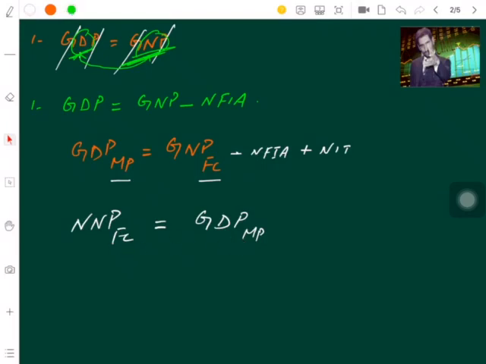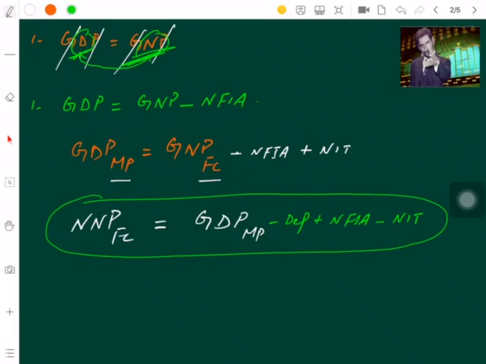Now how we can do it is like gross minus depreciation is equal to net. First thing is done. Domestic plus NFIA is national. Second thing is done. Market price minus NIT is factor cost. Third thing is done. So our formula is ready here. This is how you can perform all these formulas.